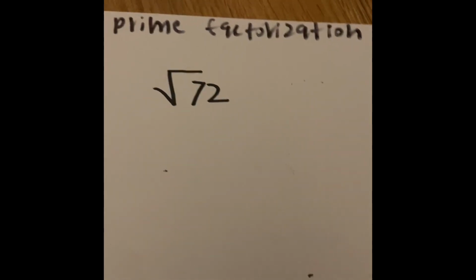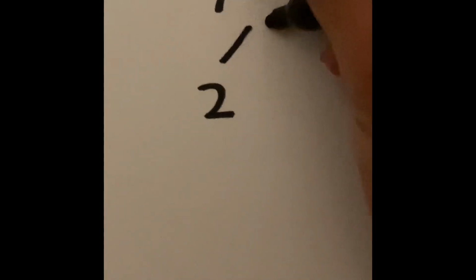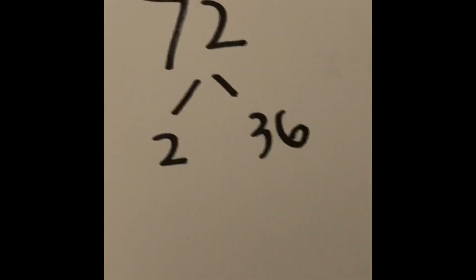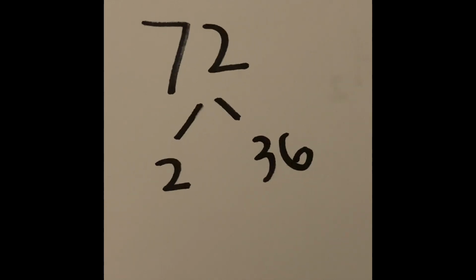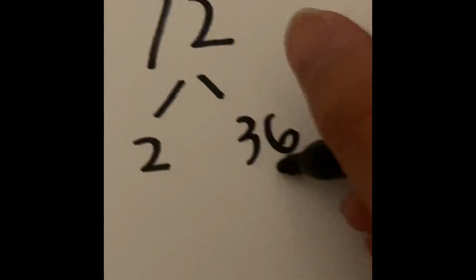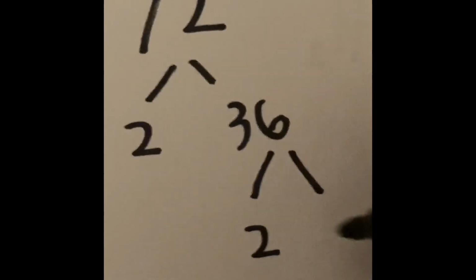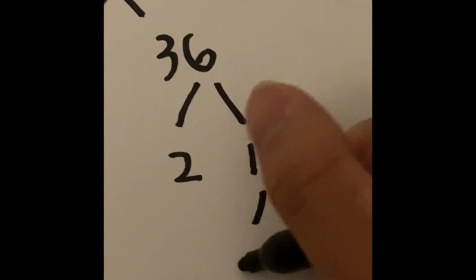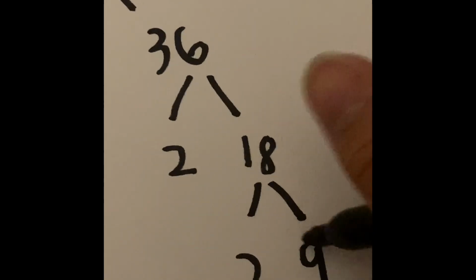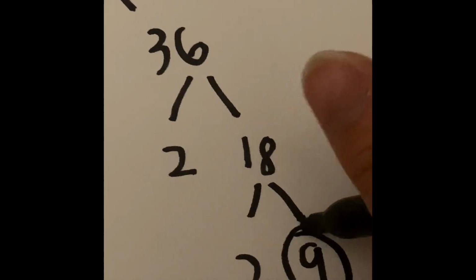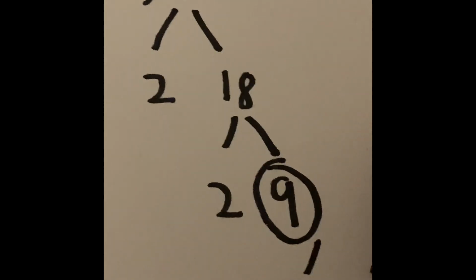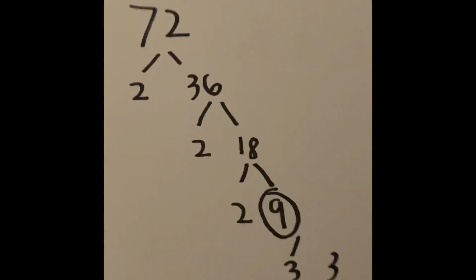So we have 72. That 72 can be cut into 2 and 36. What we're trying to do is find the smallest square and then find the products of all of them. That 36 can be split into 2 and 18. Now 18 can be split into 2 and 9. And 9 is our smallest square. So 9 is going to be 3 and 3. See how we're making a little tree, kind of?